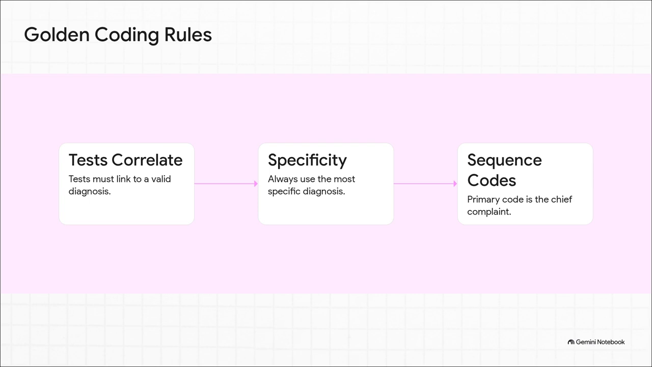And step 3, primary versus secondary sequencing. Your primary code has to reflect the chief complaint, the main reason for the encounter. Your secondary codes are then listed to expand on that and show the true, full complexity of the visit.